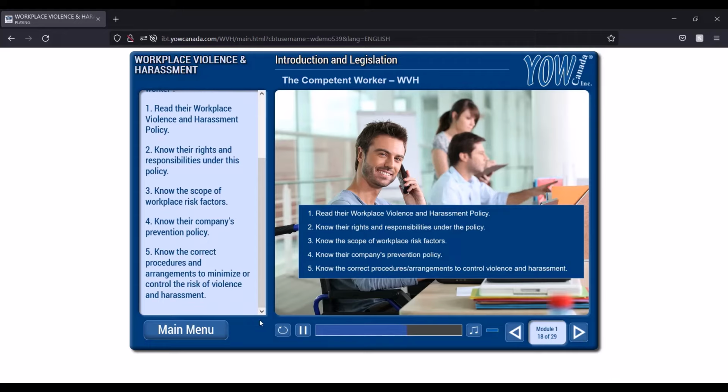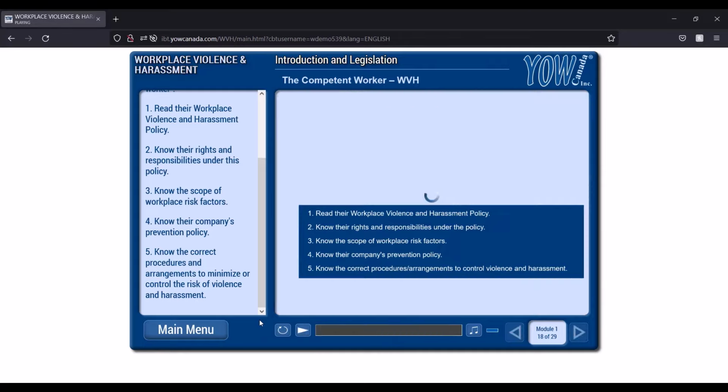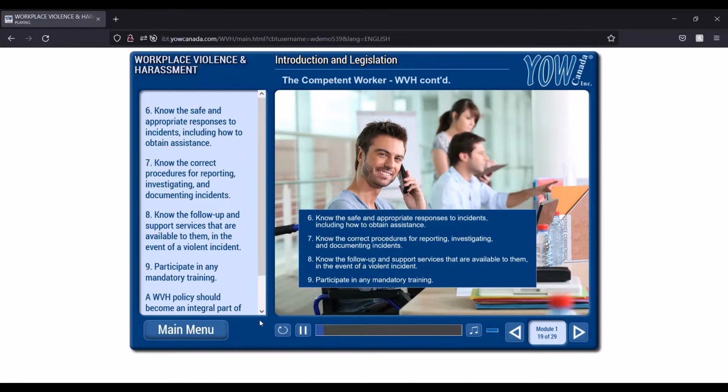3. Know the scope of workplace risk factors. 4. Know their company's prevention policy. 5. Know the correct procedures and arrangements to minimize or control the risk of violence and harassment. 6. Know the safe and appropriate responses to incidents, including how to obtain assistance. 7. Know the correct procedures for reporting, investigating, and documenting incidents.